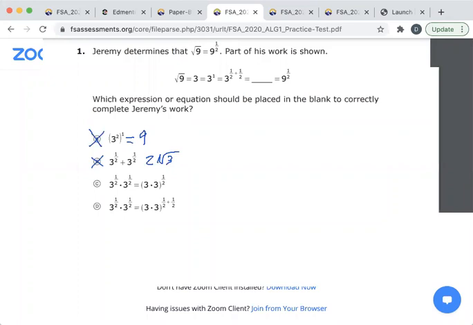So C is 3 times 3, which is 9 to the 1/2. So this does equal 3. And D is 3 times 3, which is 9 to the 1/2 plus 1/2, which is just 1. And that equals 9 to the 1, which is 9. So that is not the answer either. So the only one that it could be is C, because that's the only one that's equal to 3.